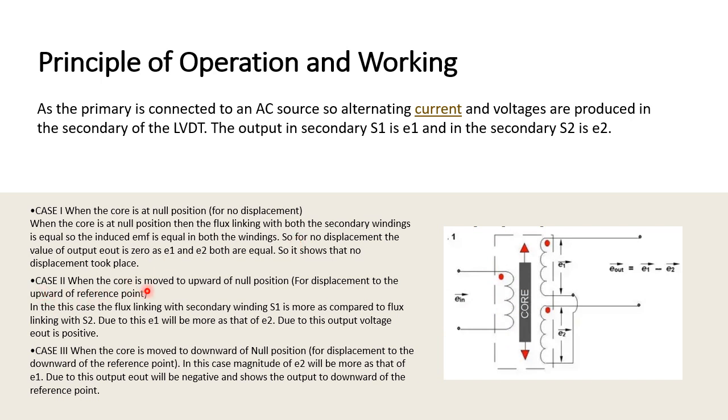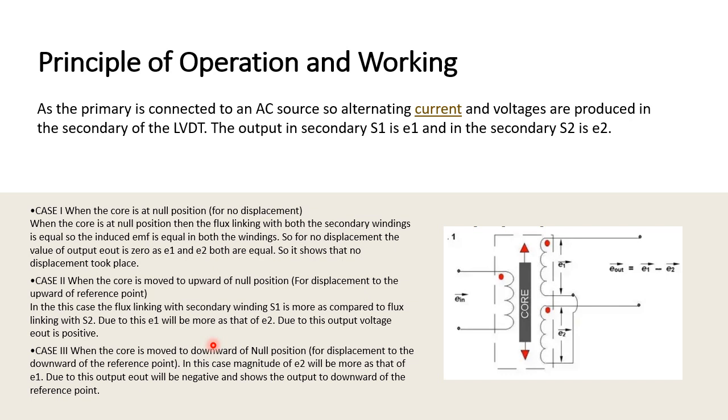But it can happen that there is some residual voltage. In case 2, when the core is moved upward of the null position, the flux linking with S1 is more compared to the flux linking with S2. Due to this, E1 will be more than E2, and E out is positive. So when there is upward movement, E out will be positive because E1 has more voltage compared to E2.